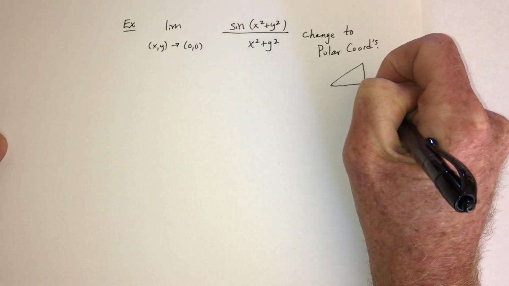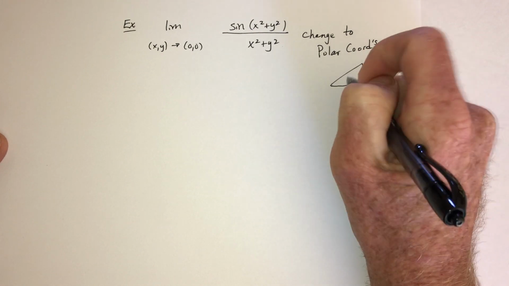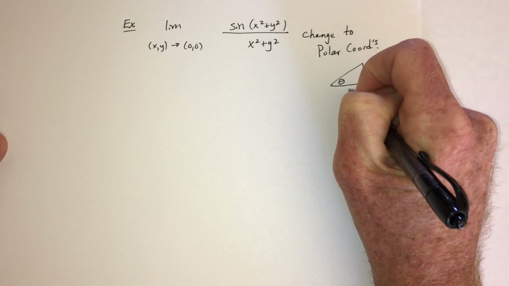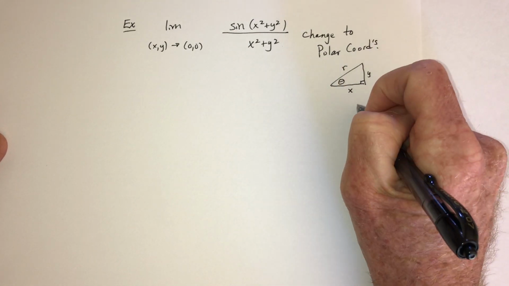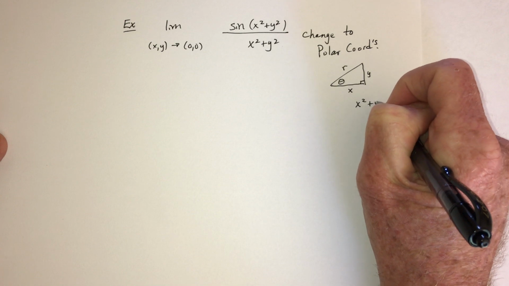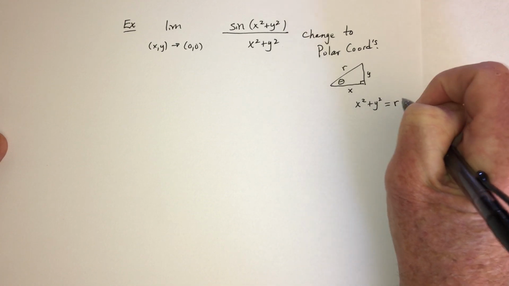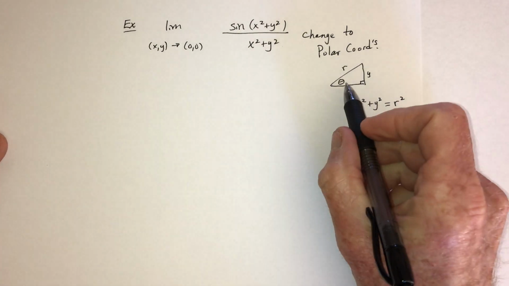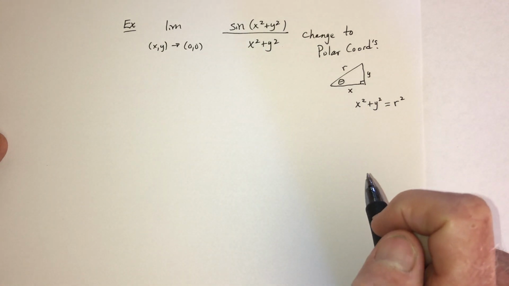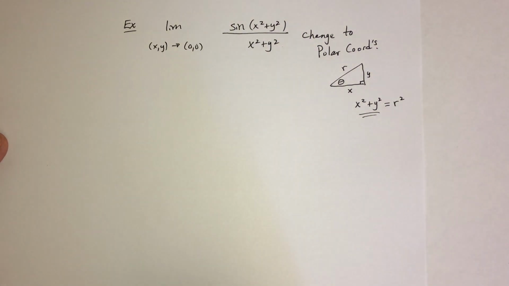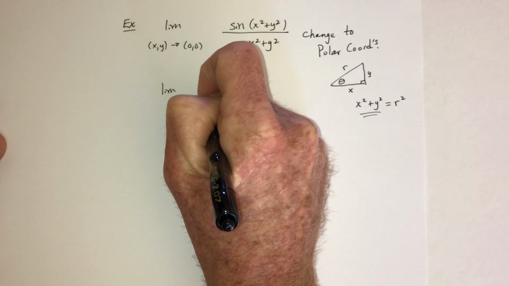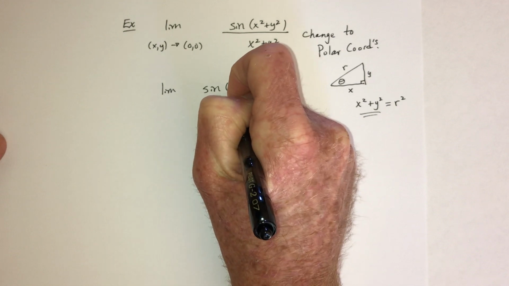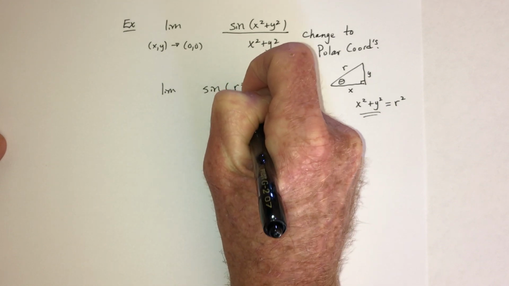So basically you're just using trigonometry, and you say if you have a right triangle and this is x and this is y and this is r, then I can do things like x squared plus y squared equals r squared. I could also do sine of theta, tangent of theta, etc., but this is the one that I want. So change it to polar. So it's going to be the limit, and then replace x squared plus y squared with r squared.